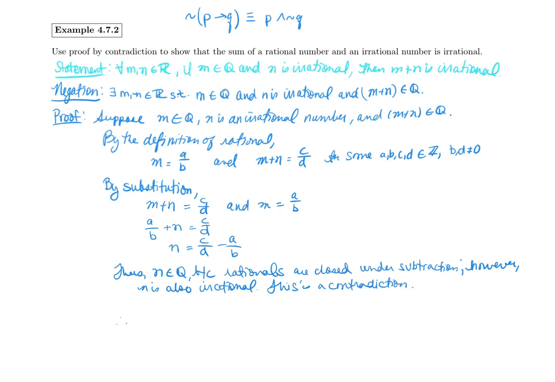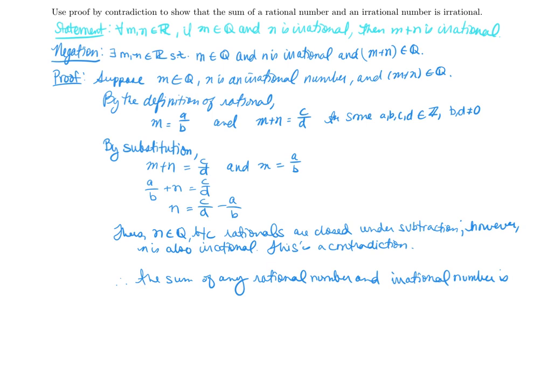Therefore, the sum of any rational number and irrational number is irrational. Let's scooch it up so I can write it in. Irrational. And it has been shown. So this was probably a much shorter proof than you thought it might be.